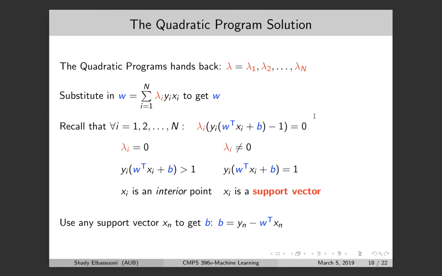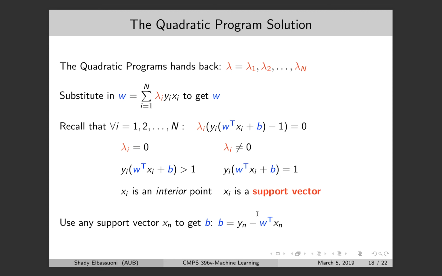Now to get b, I use the equation that yi w transpose xi plus b is equal to 1. So take any support vector xn that satisfies yn w transpose xn plus b is equal to 1. Divide by yn, so w transpose xn plus b is equal to 1 over yn. 1 over yn is equal to yn, because yn is plus 1 or minus 1. So you get b is equal to yn minus w transpose xn.